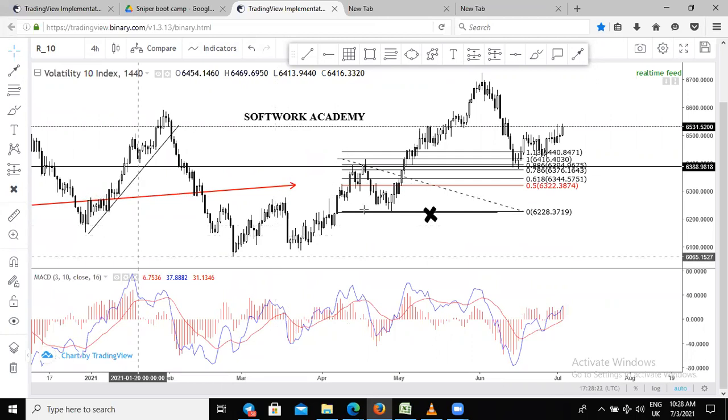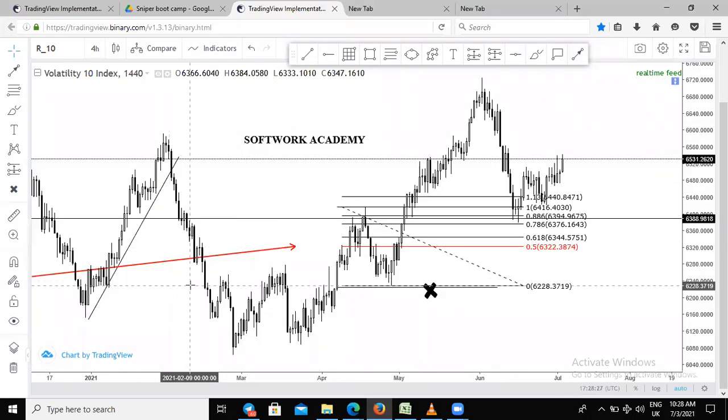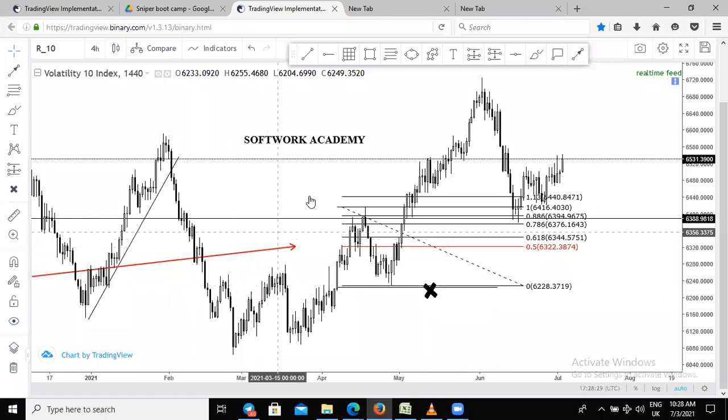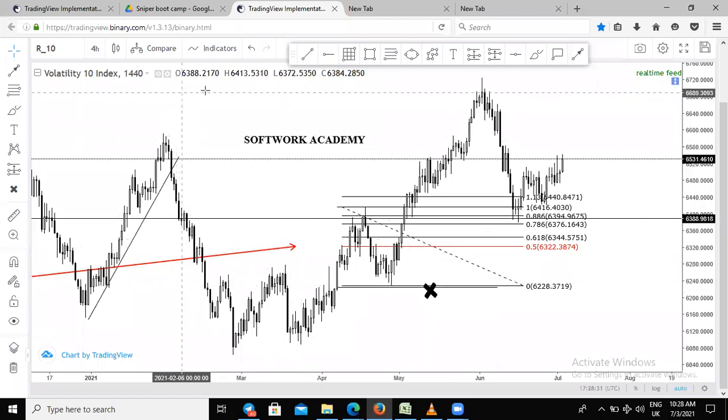If you double click, it will take off this MACD, for only this data to show.